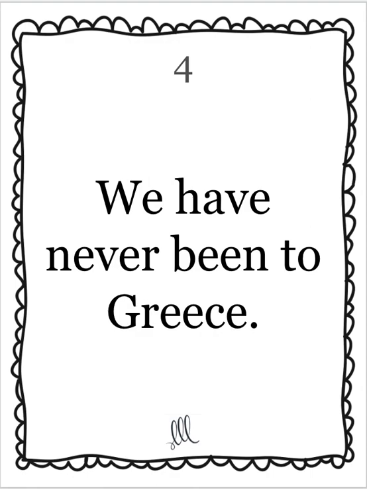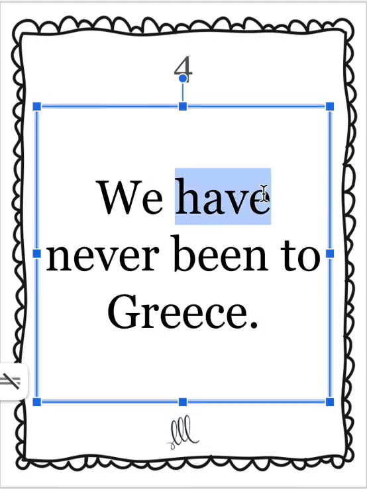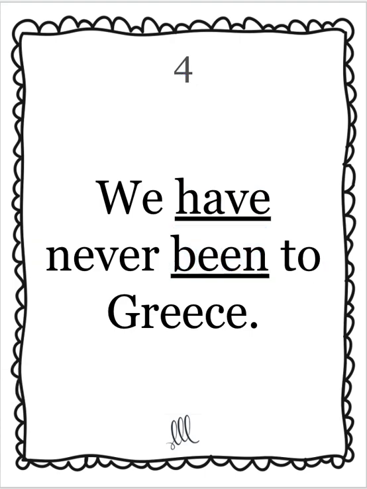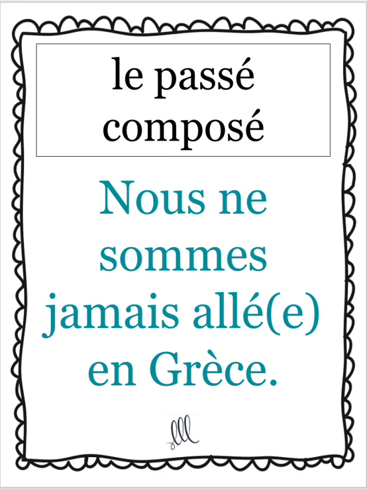We have never been to Greece. You have to think about this one maybe. We have, because look, you have the word have, the verb have, but then you have the word been. D'accord? So what are you going to do with that? We have never been to Greece. Well, ça, c'est le passé composé. We have never been to Greece.